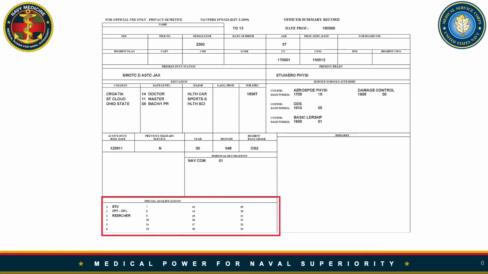This is an example PDF generated from your performance summary record. You'll find your AQDs in the lower left-hand corner in the Special Qualifications box. Some of the AQDs may have the 3-character code and a short description, like here 2PT for a command fitness leader, and other AQDs may not have enough space, so we'll just include the description, like researcher. Note that you may have other things in this box that are not AQDs, as in student in this example.